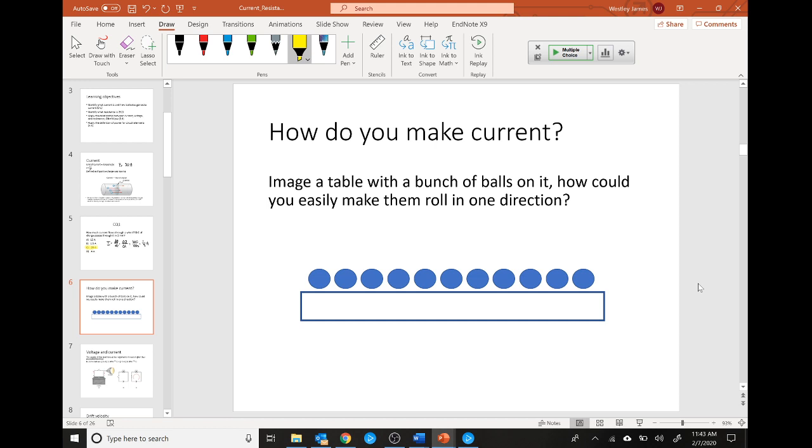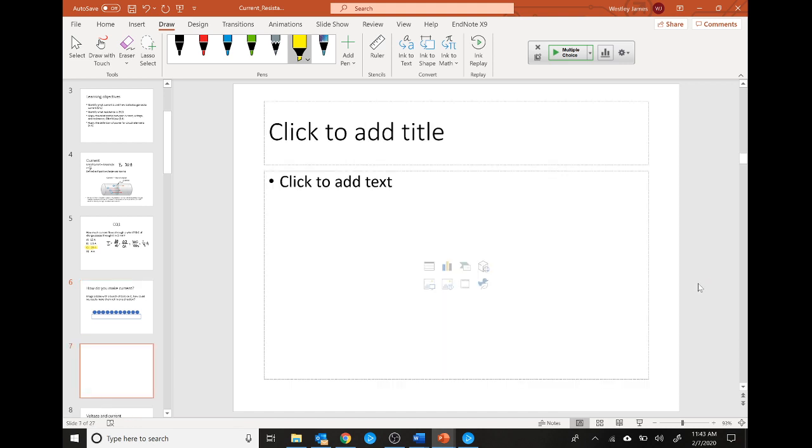All right, who has some ideas? Tilt the table. There you go. This table over here had a bunch of balls on it. Lift up the table, they're all going to start rolling at the same moment. The reason I am bringing up this example, you may be like, what does this have to do with electricity? What does this have to do with current?